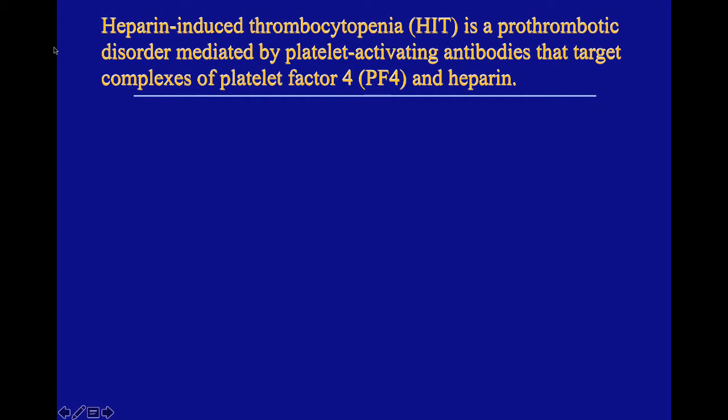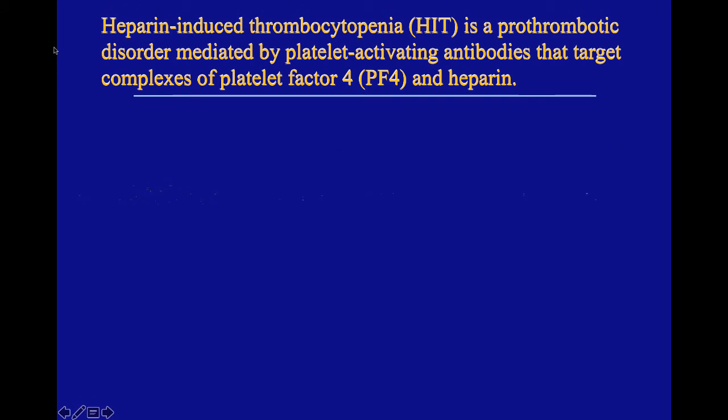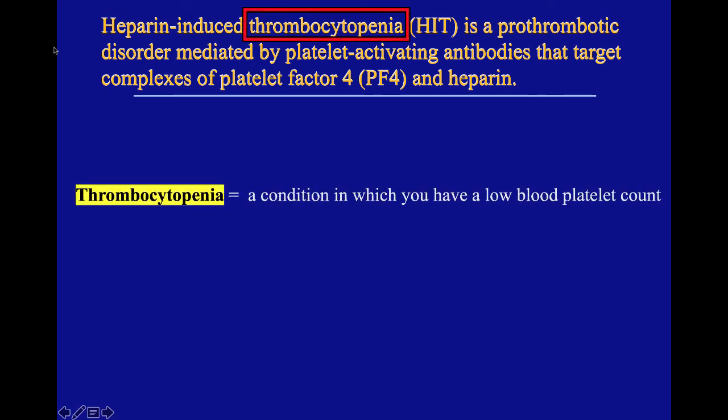So let's break that down a little bit. We know what heparin is. It's the anticoagulant molecule. It's a heterogeneous family of glycosaminoglycans. Thrombocytopenia is a condition in which you have a low blood platelet count. So we have a heparin-induced low blood platelet count.